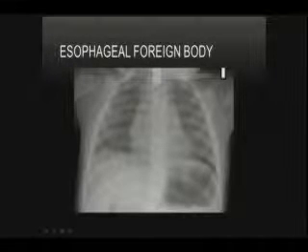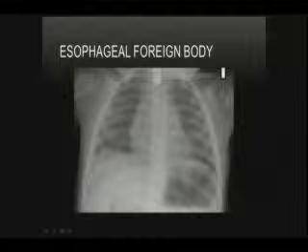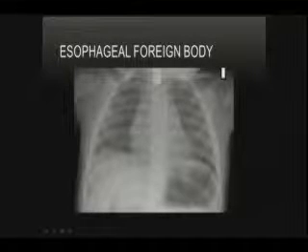And it's important to consider things like coins and batteries. I know there's been a lot in the news about batteries recently, that those can be very problematic because they cause necrosis of the esophagus. So those are things that are going to be treated quickly.